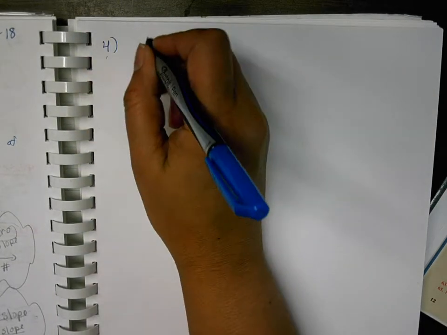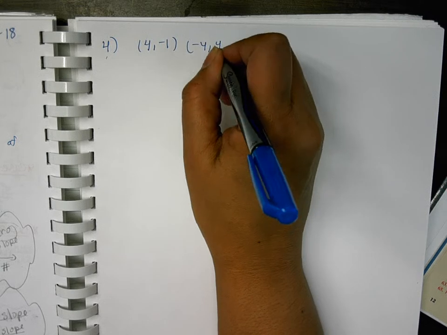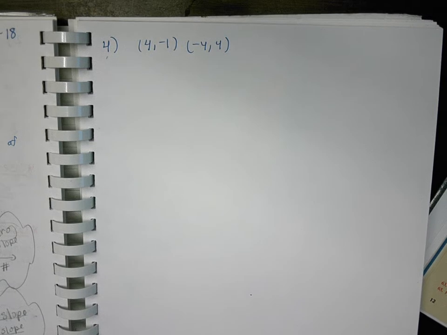Number 4. 4, -1, and -4, 4. It does take a little more work than the first one. It's not like 2 and 3. This one's more like number 1. But it does have a little more to it. So go for it.